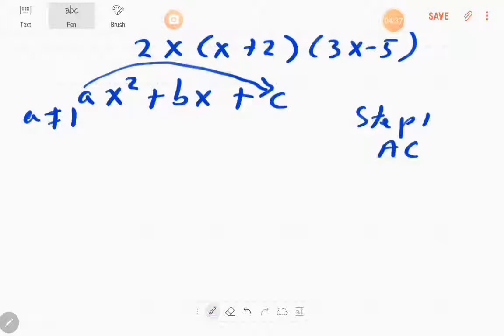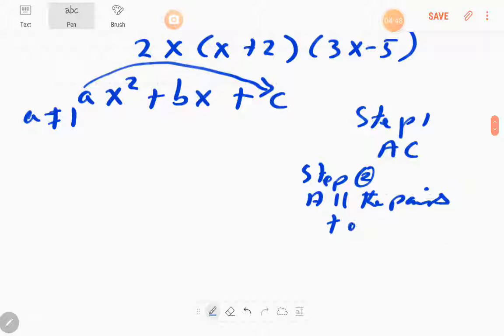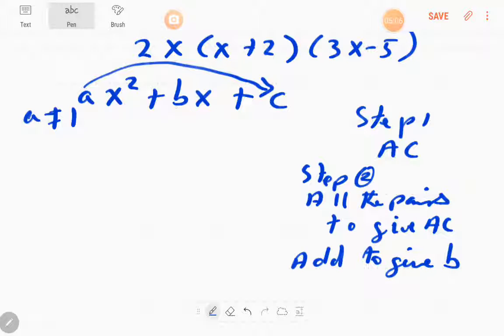Then the next step, step 2, we would look at all the pairs that multiply to give ac. And the pair that you found must add to give b. Add to give this b here, right? Okay. So let's look at an example.